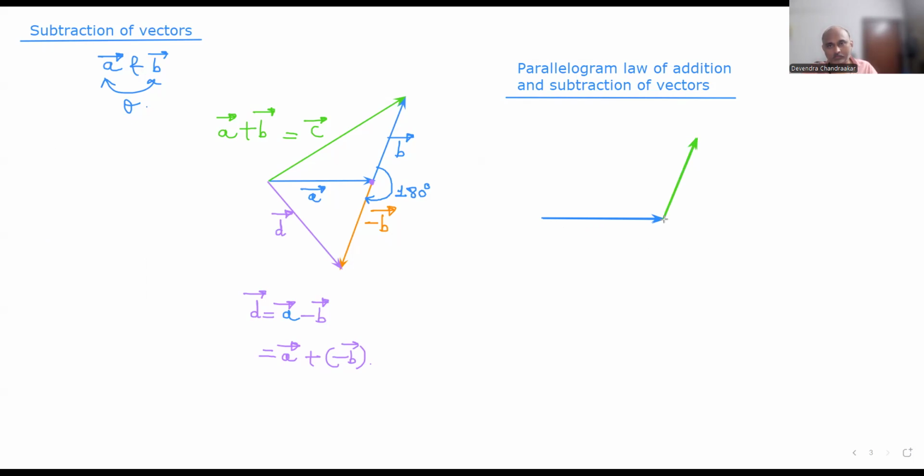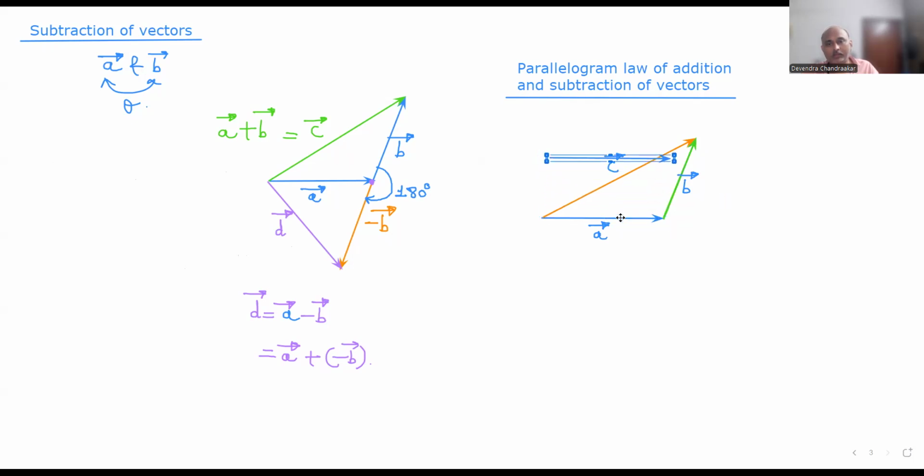Okay. Now you guys can see that if we are adding up these two vectors, this is the result, right? So this was vector A, this is vector B, and we are adding vector A and B to get vector C.